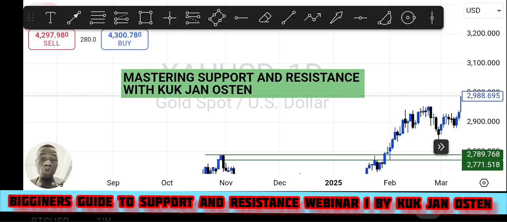The question is, how could you trade support and resistance? Now remember, we are heading to 2026, so you have to have a solid trading strategy, because the market is ever changing, over and over again.